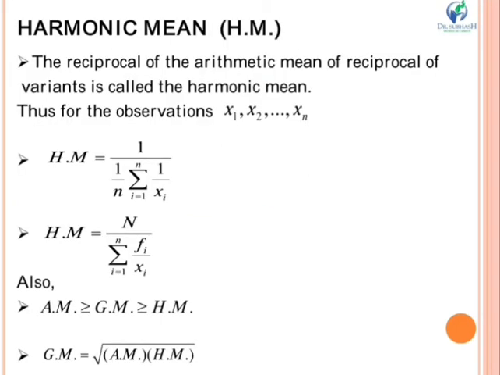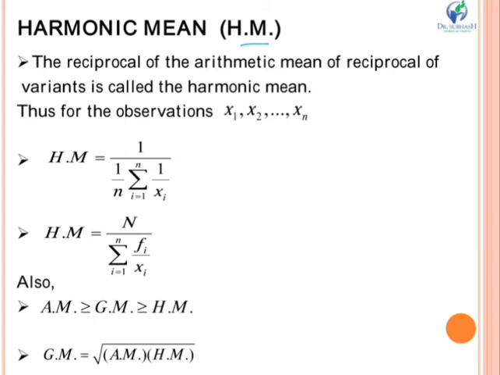Next and last topic of mean is harmonic mean, that is HM. The reciprocal of the arithmetic mean of the reciprocals of the observations is called the harmonic mean. This is the basic definition of harmonic mean. Now let us see some formulas.